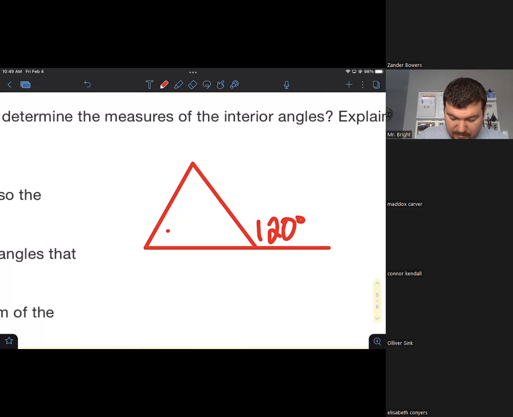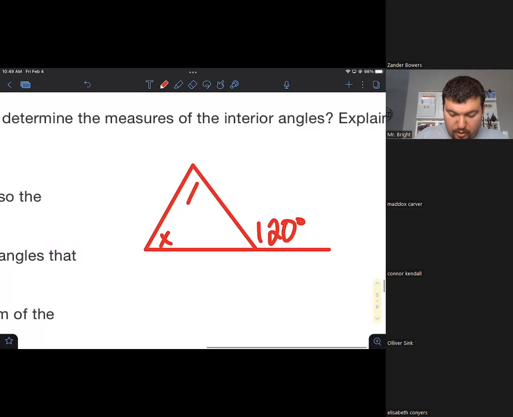So let's call this one X. Let's call this one Y. They could be the same size or they could be different. We know that this angle is going to be 180 minus 120. So we know that's 60 degrees. We know that for sure because we can just subtract from 180.